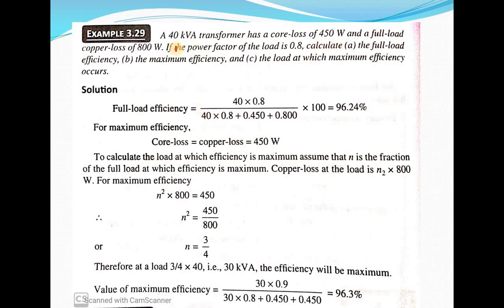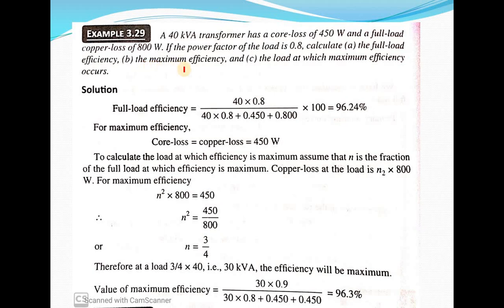So what is this? This is the output power upon output power plus core loss, because core loss is constant. Core loss is 450 watt, so converting into kilowatt it is 0.45, plus full load copper loss, which is 800 watt. So 96.24 is written as the full load efficiency, and the approximate value of the transformer efficiency is 95. The typical value of the efficiency is 95%. Now come to the second part, the maximum efficiency.